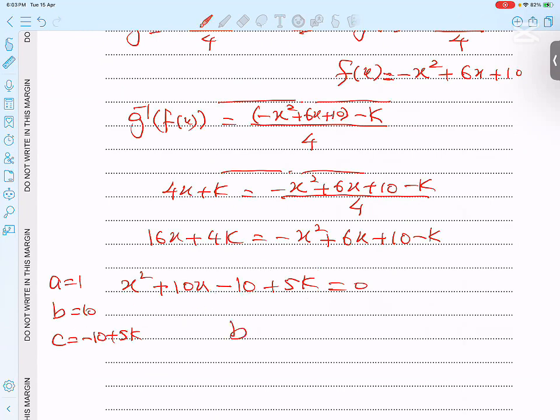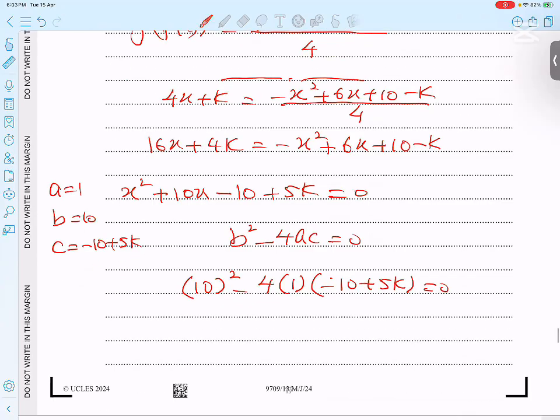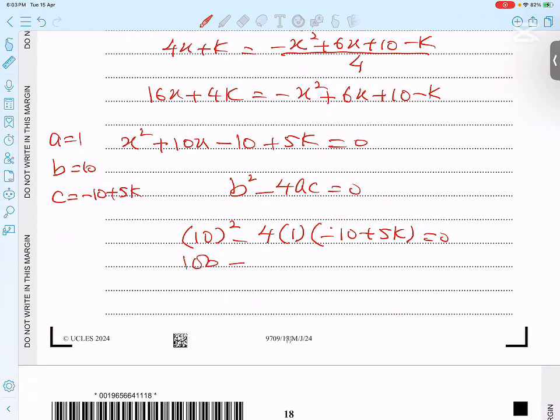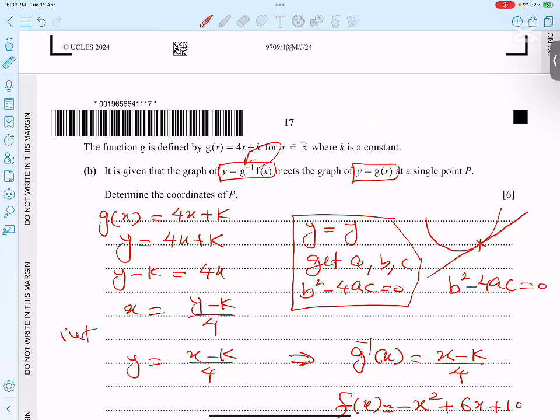Okay. As we know, b squared minus 4ac equals 0. Apply the formula. b is 10, a is 1, and c is negative 10 plus 5k. I got 100 here, plus 40 and negative 20k. 20k equals 140, and k becomes 7. But what question is he asking? He's not asking for the k value. He's asking, give me the coordinates of P.